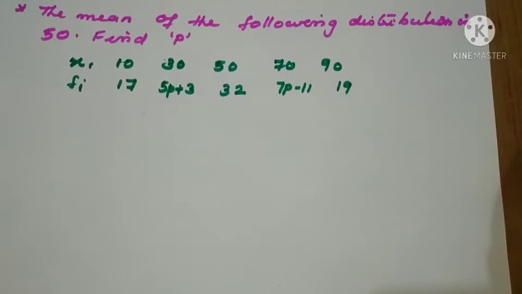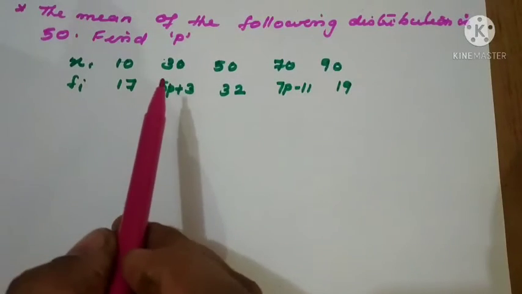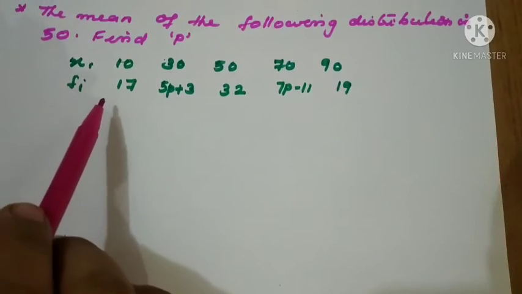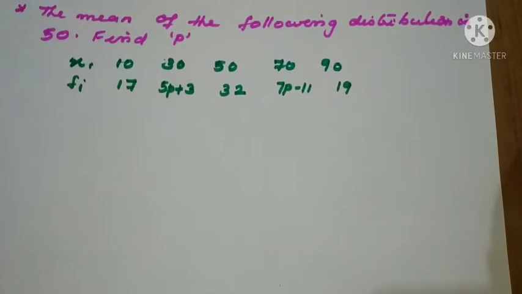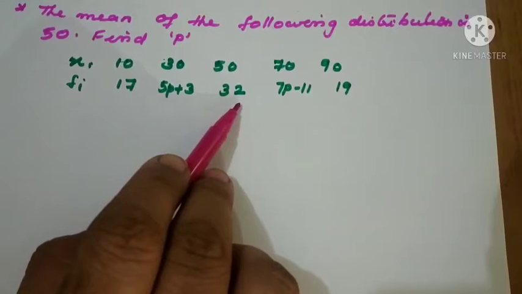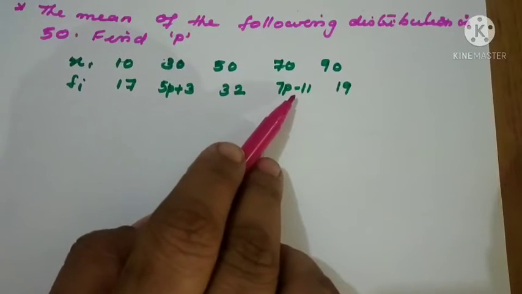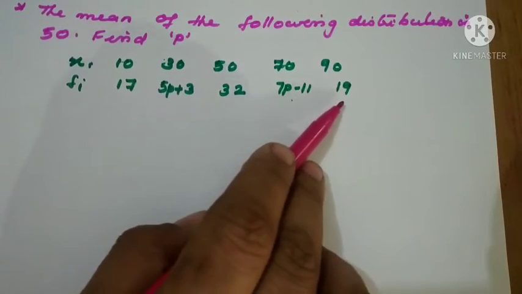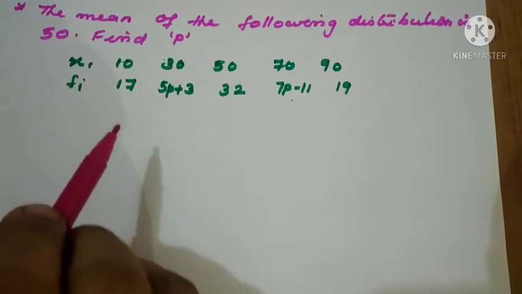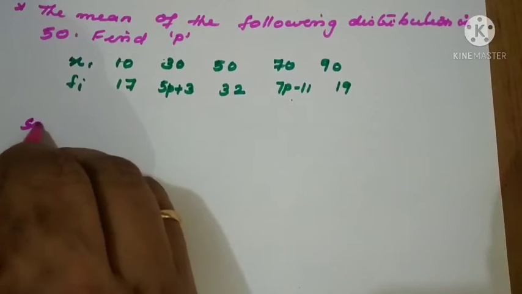The mean of the following distribution is 50. Find P. So what is the distribution? Xi: 10, 30, 50, 70, 90. Fi: 17, then 5P plus 3, that means the value is not given directly, it is given in terms of P. Next frequency is 32. Next 7P minus 11, here also P is there, and the last one is 19. We should find the value of P only. So we'll go for the solution.